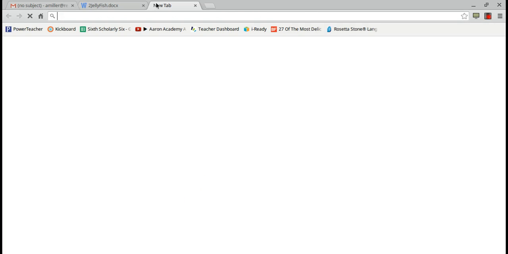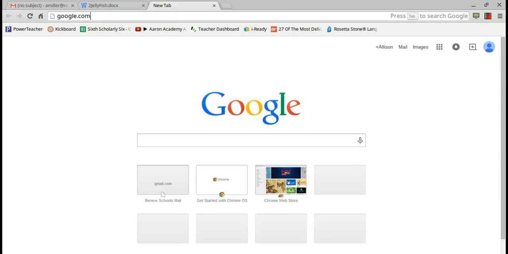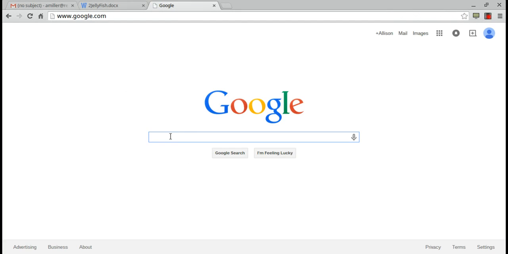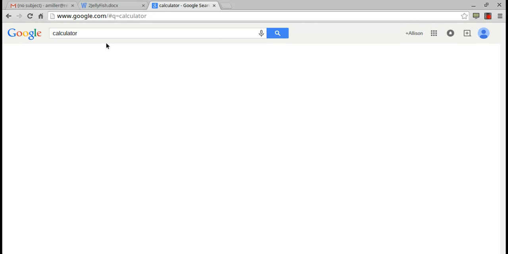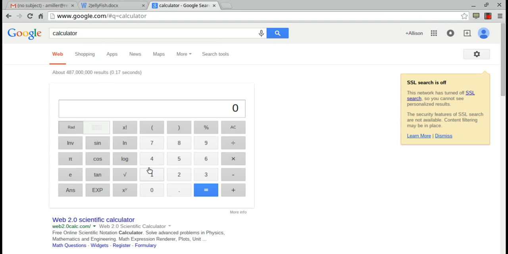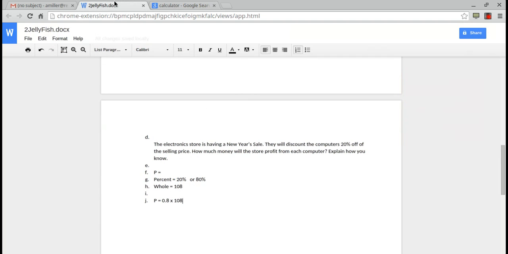If we need a calculator, we can always Google our calculator. And we want to know what is 80% of $108. So 108 times 80%, we're going to pay $86.40. So this is the amount that each person is going to pay if they have this sales price.